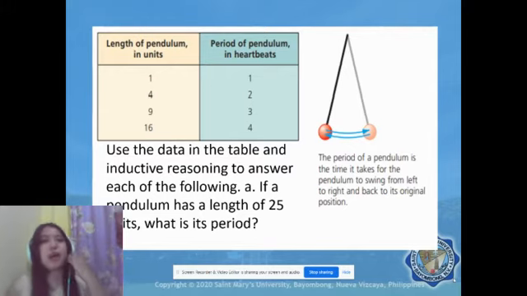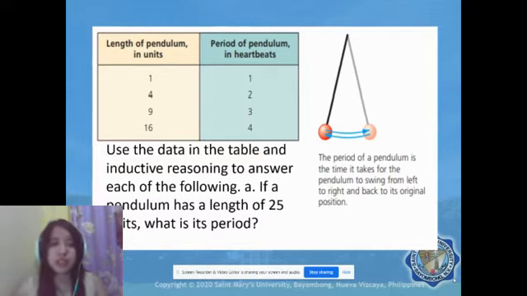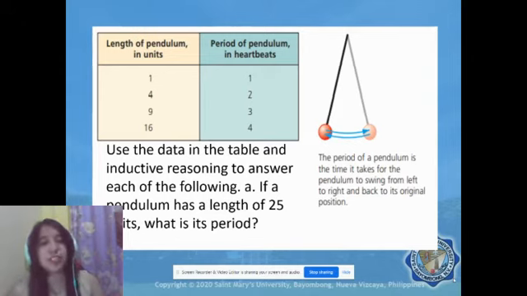So this is now the table that shows the length of the pendulum in units and its corresponding period of the pendulum in heartbeats. As we can observe here, if the length is 1, the period is 1; the length is 4, the period is 2; the length is 9, the period is 3; the length is 16, the period is 4. So the task is to use the data in the table, and of course to use inductive reasoning, to answer the following questions.